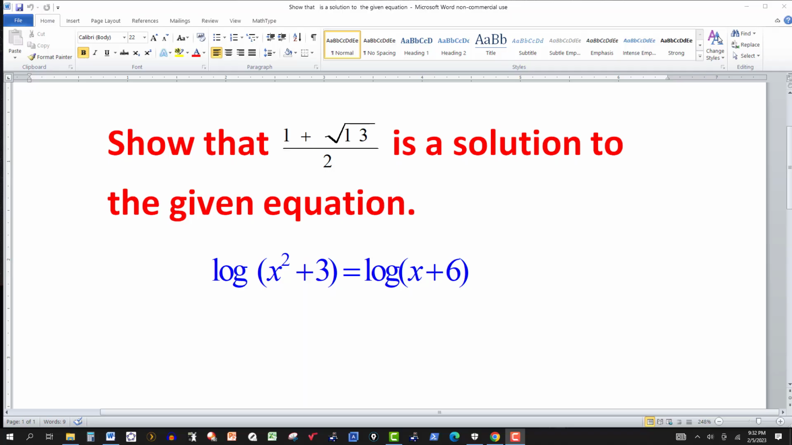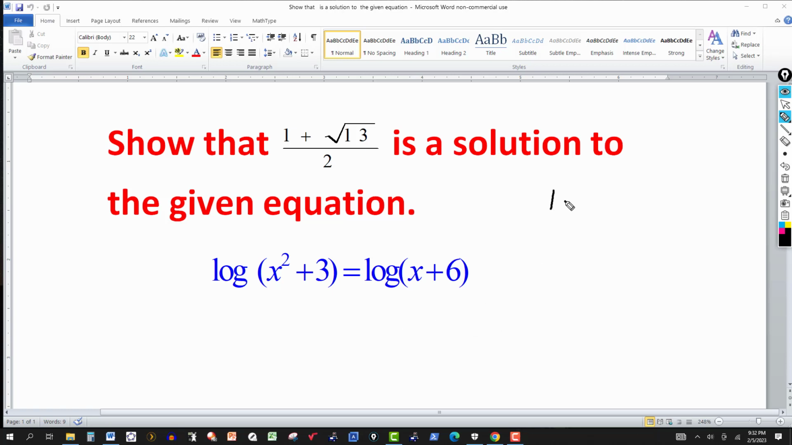In this video, we want to show that this radical expression here, 1 plus the square root of 13 over 2, is a solution of this logarithmic equation here. So all they're asking us to do is to really just check. That's what you would do if you solved an equation and you wanted to make sure that you got the right answer. You could check it that way.